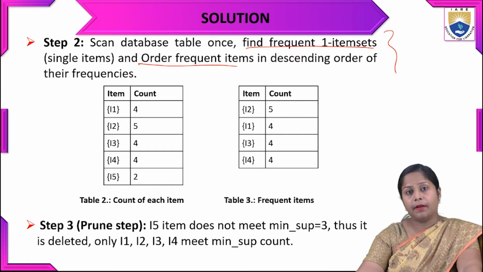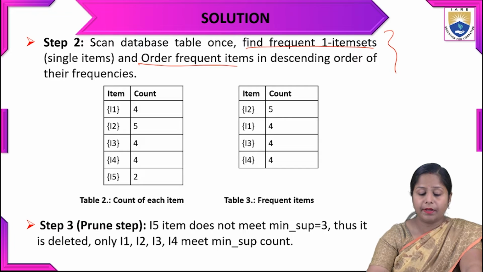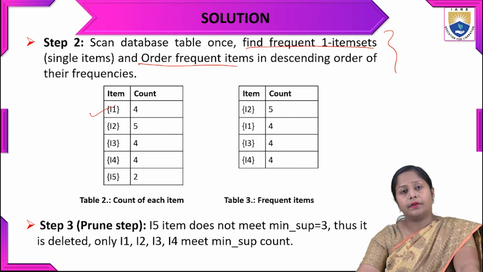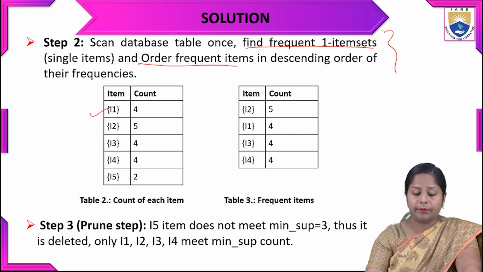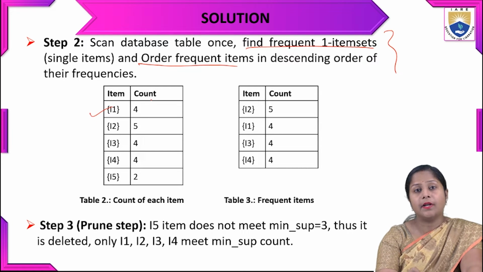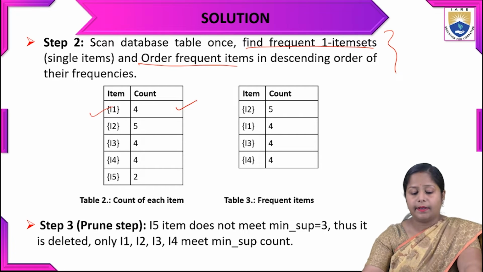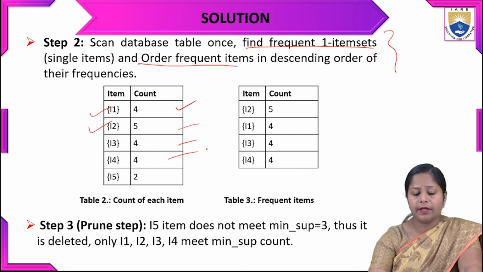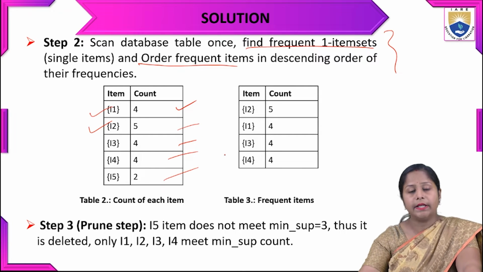So from the first table, we will see the item I1. In the first transaction, there were the items I1, I2, I4. But here we are going to take the one item set, that will be I1. I1 has occurred in those 6 transactions 4 times. Like this, I2 has occurred 5 times, I3 has occurred 4 times, I4 occurred 4 times, and I5 occurred 2 times.